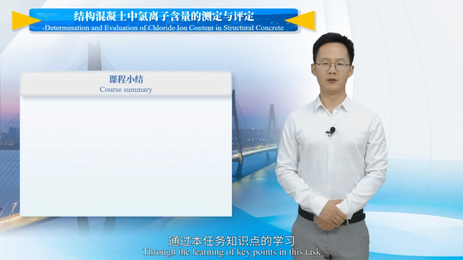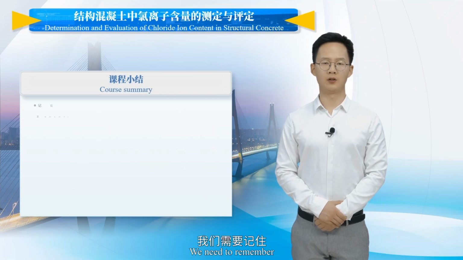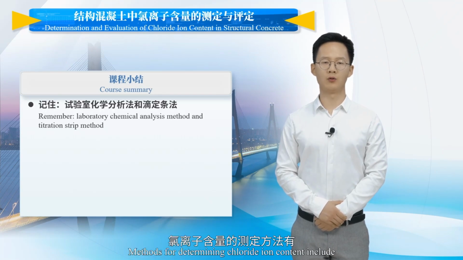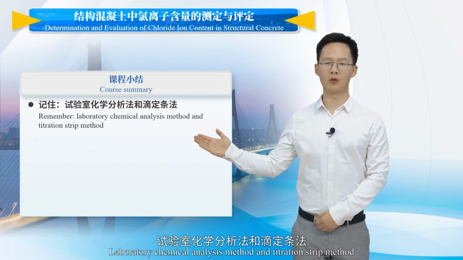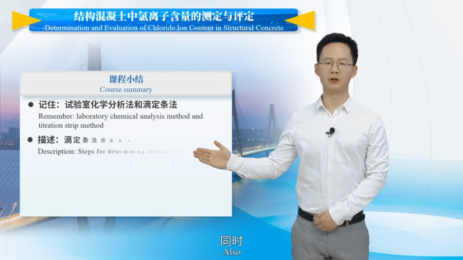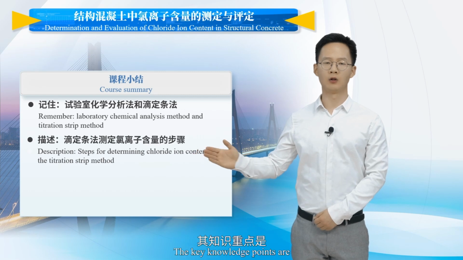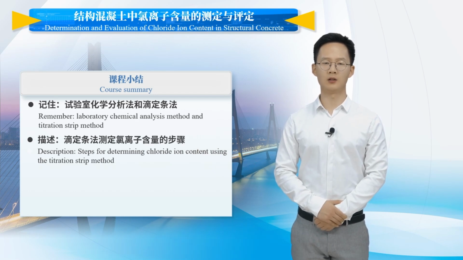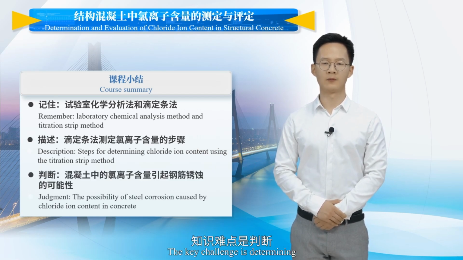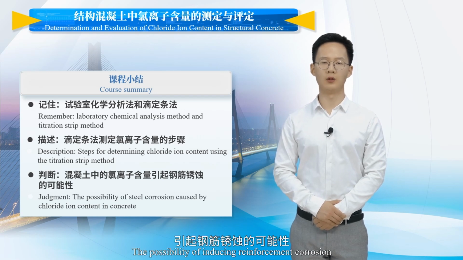Through the learning of key points in this task, we need to remember that methods for determining chloride ion content include the laboratory chemical analysis method and the titration strip method. Also, the key knowledge points are the steps for determining chloride ion content using the titration strip method. The key challenge is determining chloride ion content in concrete and the possibility of inducing reinforcement corrosion.